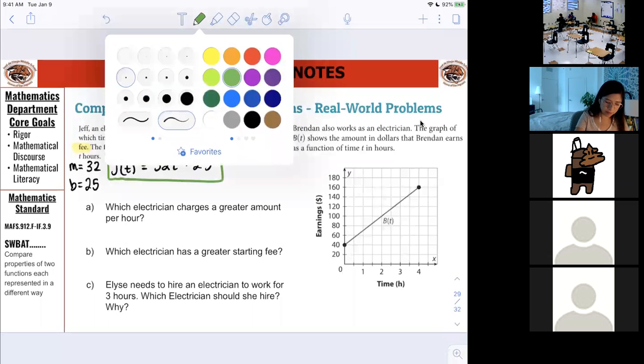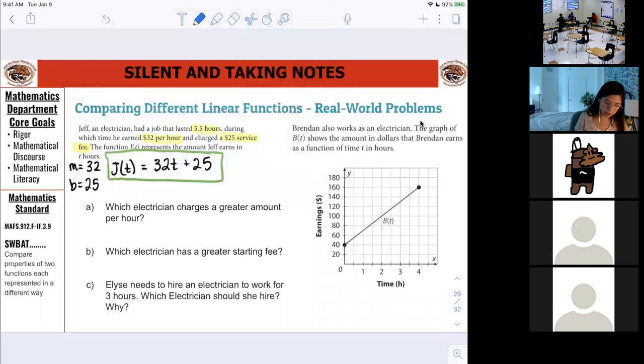On this graph, I will also need to identify a few things. So what can I identify from this graph? What are two things that I know? Or what's one thing that I know? The y. Yeah, what is my y-intercept? 40.